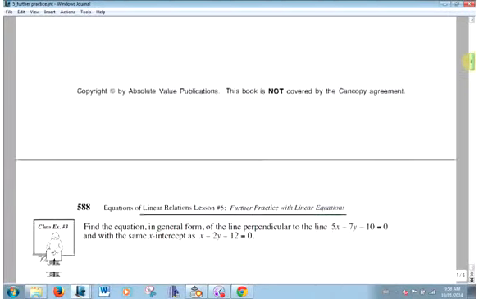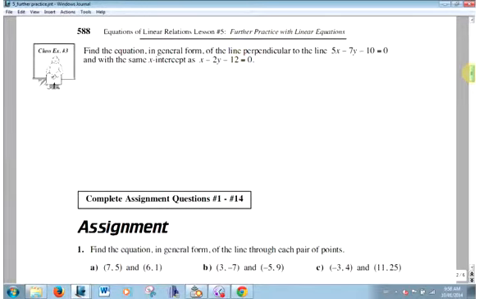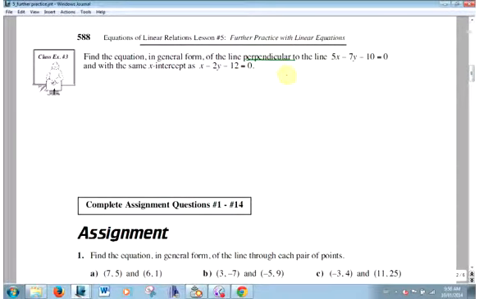Alrighty, let's go on to this one. Here's this perpendicular stuff again. You may see another question like this. Find the equation. Why is it always general form? I don't know. That's what they like to do. Perpendicular to this one, and with the same, what does this say? Nicole? What does this say? Just read that.